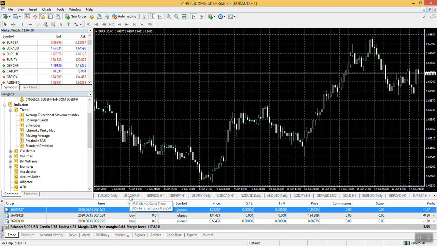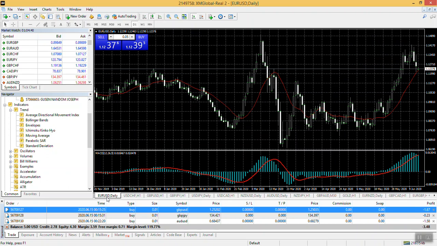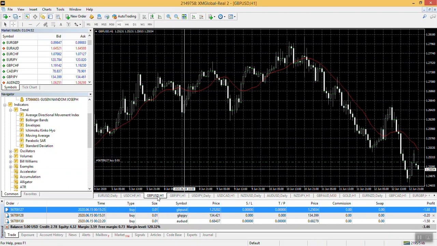This is USD CHF. Let's check the second currency pair, which is the USD, and let's check all other pairs that have USD on them. All right, let's start with the ones that end with USD. This is GBP USD. So let's go to the daily.